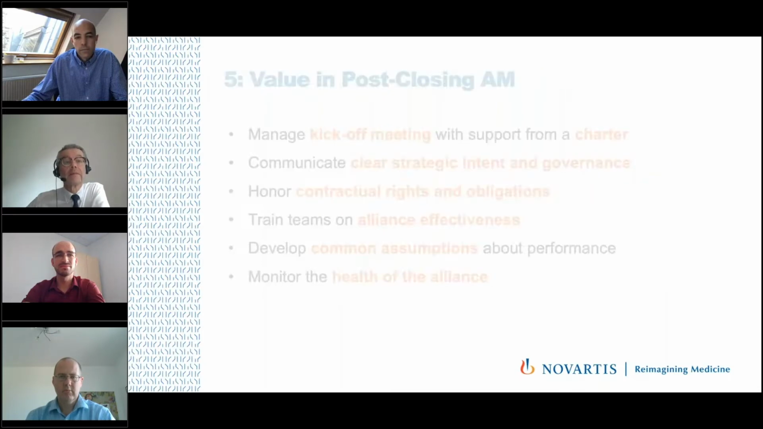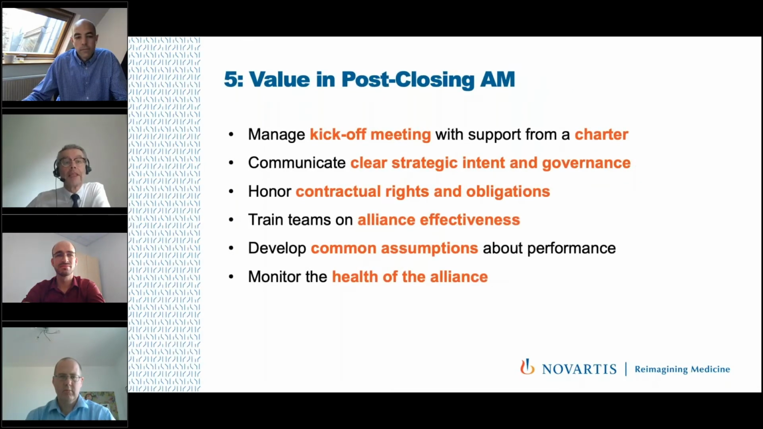Slide number 9. This slide shows the value in post-closing alliance management. Manage kickoff meetings, perhaps with the support of a charter. Communicate clear strategic intent and governance. Honors contractual rights and obligations. Train teams on alliance effectiveness as do's and don'ts. Develop common assumptions about performance. And monitor the health of the alliance.